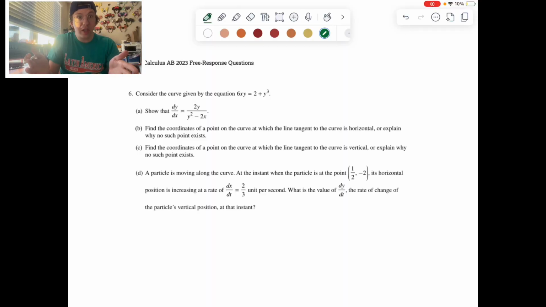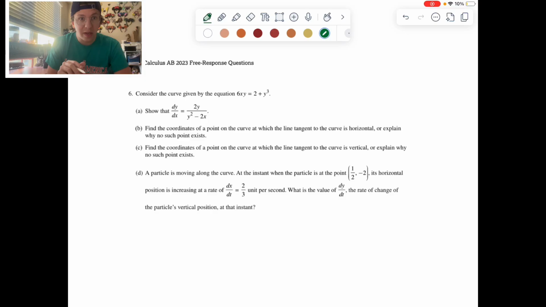Hello, today we're going to be talking about question number 5 on the 2025 AB Calculus AP test. This is only an AB question and it deals with implicit differentiation. Alright, so let's get this problem started. Okay, so let's look at this problem now.